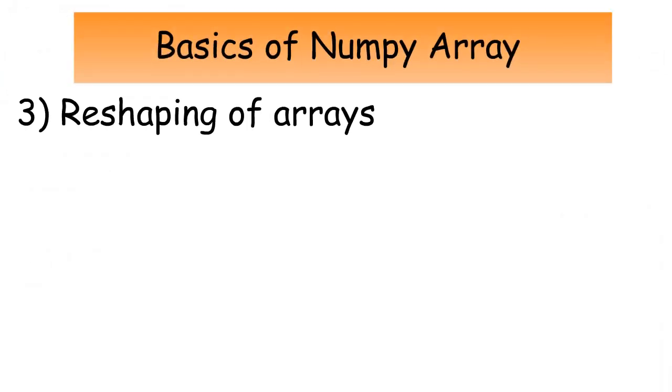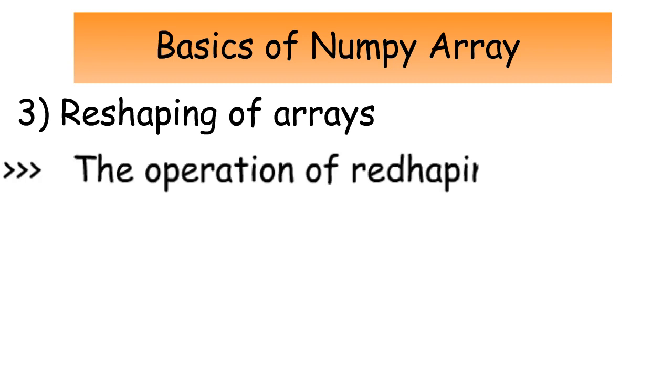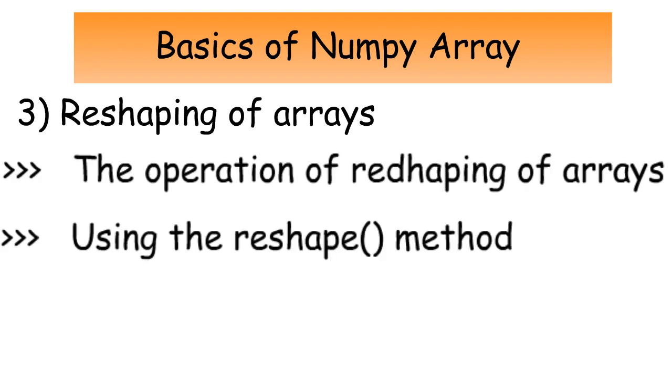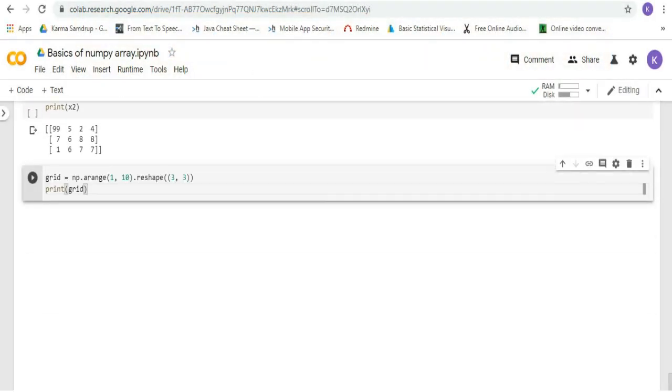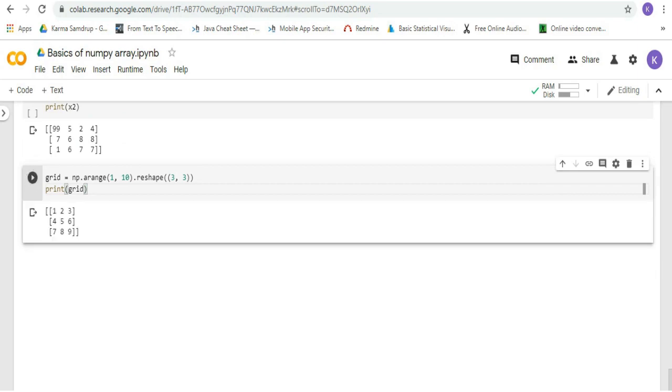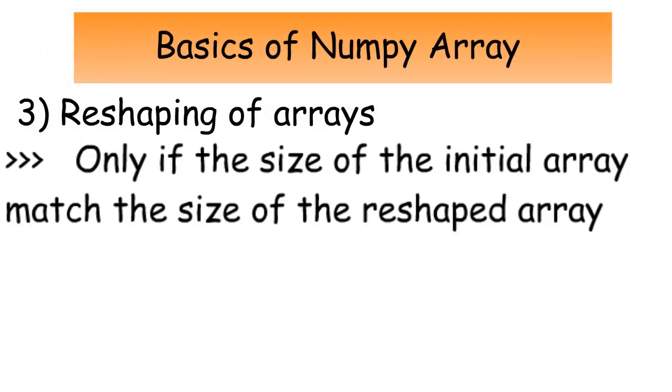Number 4 is reshaping of arrays. The operation of reshaping of arrays can be done by using the reshape method. So we'll put the numbers 1 through 9 in the 3x3 grid like this and print it. We can do the reshaping only if the size of the initial array matches the size of the reshaped array.